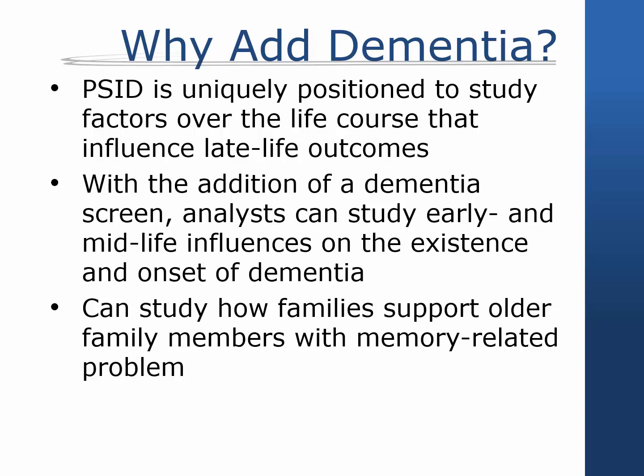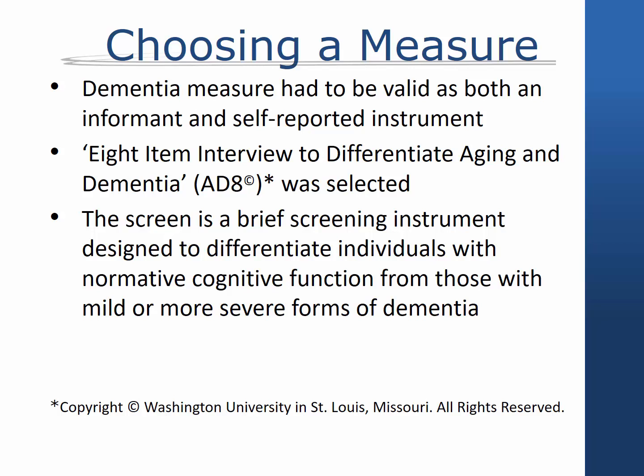With the addition of a dementia screen, analysts can study early and mid-life influences on the existence and onset of mild or more severe forms of dementia. And because of its unique family design, researchers can study how families support older family members with memory-related problems. Since only one person per family unit is interviewed in the PSID, the dementia measure has to be valid as both an informant and self-reported instrument.